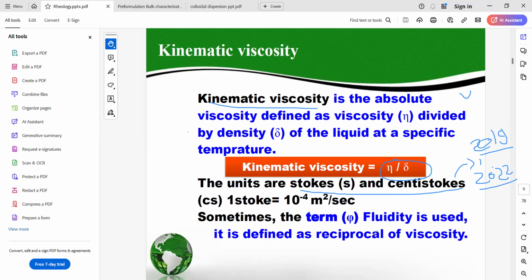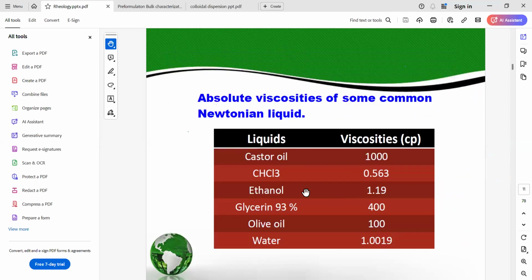And one more important thing is the reciprocal of viscosity is known as fluidity. Viscosity is simply resistance to flow, and fluidity is the opposite of viscosity, so it's the reciprocal of viscosity. Remember each and every term which I am discussing, because everything can be asked as an MCQ. These are examples of Newtonian liquids: olive oil, castor oil, chloroform, ethanol, glycerine.